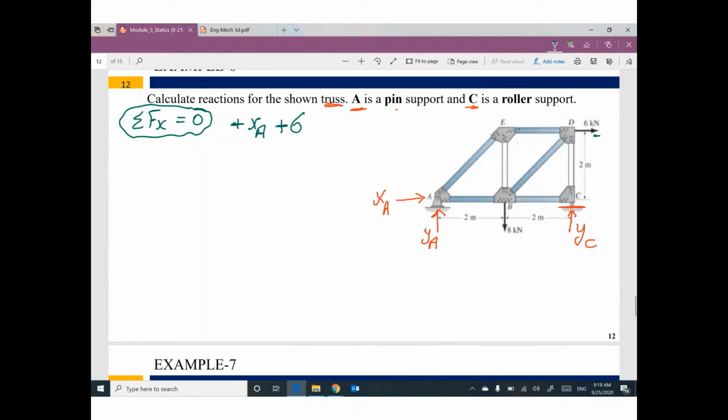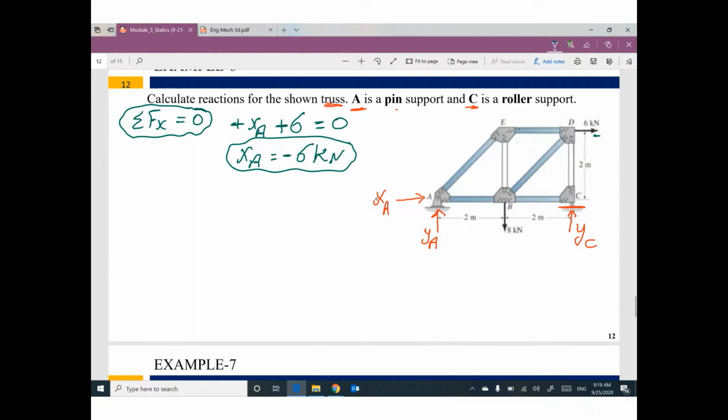Do you think we have any more? I don't think so. So, equals 0. Can you solve for unknowns? Yes, I can. That means XA will be negative 6 kilonewton. What is the meaning of negative value of your reaction?